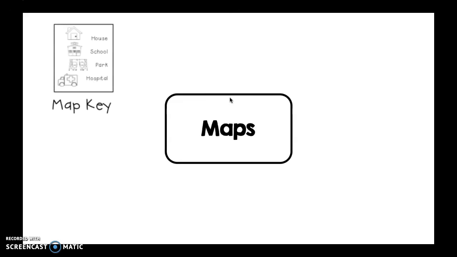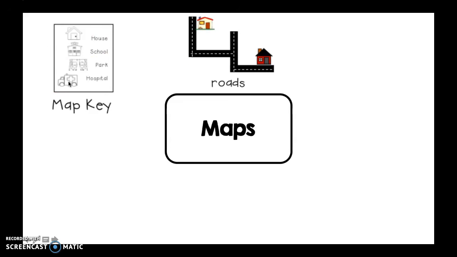So here's some things about maps. Maps have a map key. So if I was looking at a map, I would have to find symbols on my map key because all these words wouldn't fit on maps everywhere. So I'd want symbols to help me find things. If I wanted to find a house, I'd find this symbol. School, I'd look for this symbol. If I wanted to find a park, I'd find these symbols. Or a hospital, I'd look for this.